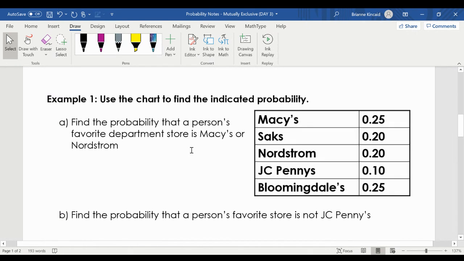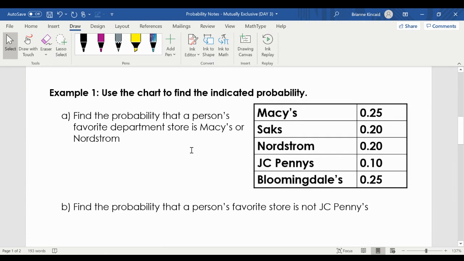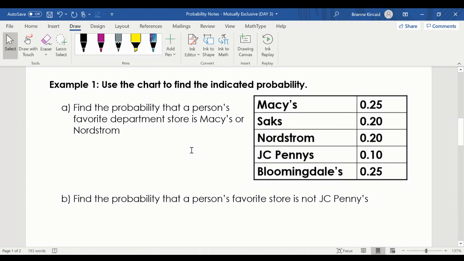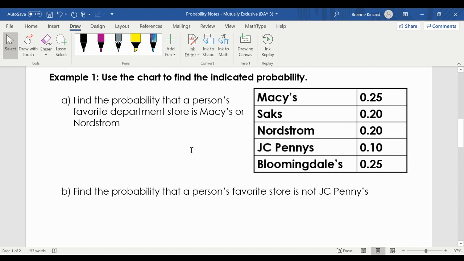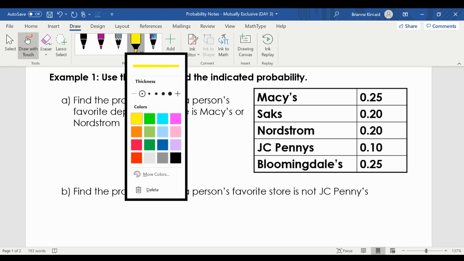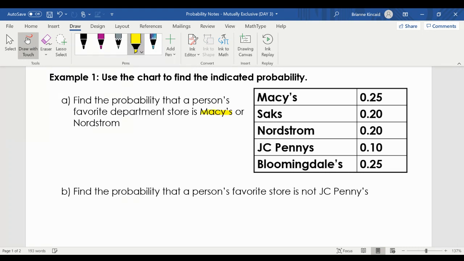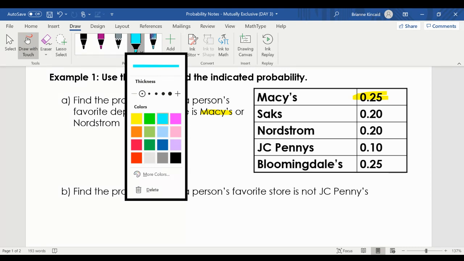So if I look at my first example with this chart, find the probability that a person's favorite department store is Macy's or Nordstrom. First thing you're going to want to do is add these together. If I add all of them up, that's going to give me 1, which is really good in this case because we have the full amount that we need.